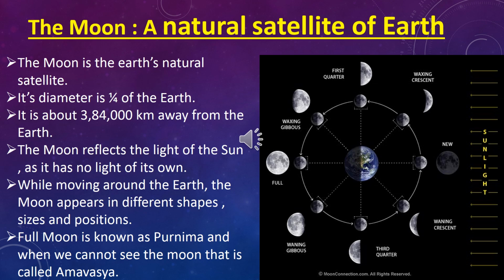This cycle of the phases of the moon is very useful for seafarers and fishermen. Why? Because they sail according to the phases of the moon. Phases of the moon tell them how many days they have been sailing or in which direction they are.